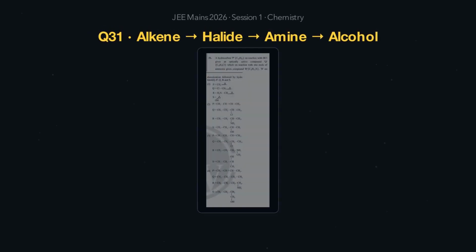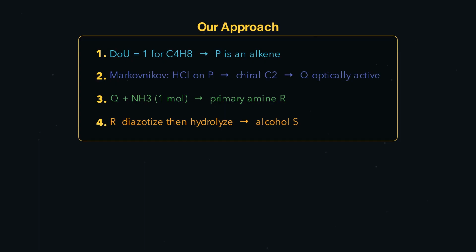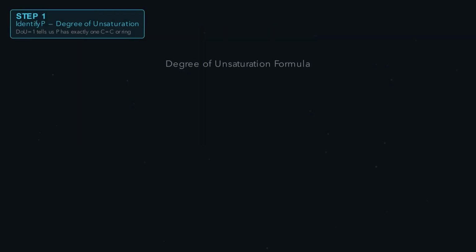A hydrocarbon with formula C4H8 reacts with HCl to give an optically active product. Which structure makes that possible? Here's our approach. First, we'll use the degree of unsaturation to confirm P is an alkene. Then we'll apply Markovnikov's rule to find Q. The key move is checking which isomer creates a chiral center when HCl adds across. Finally, we'll trace the amine to alcohol conversion.